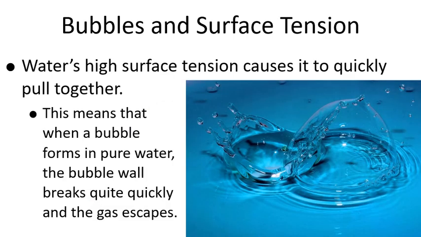Okay. So water has a high surface tension. What does this mean for a bubble? When an air bubble forms in pure water, that high surface tension causes the water molecules to pull together. This quickly forms a hole in the bubble wall, and the bubble pops, allowing the air trapped inside to escape.